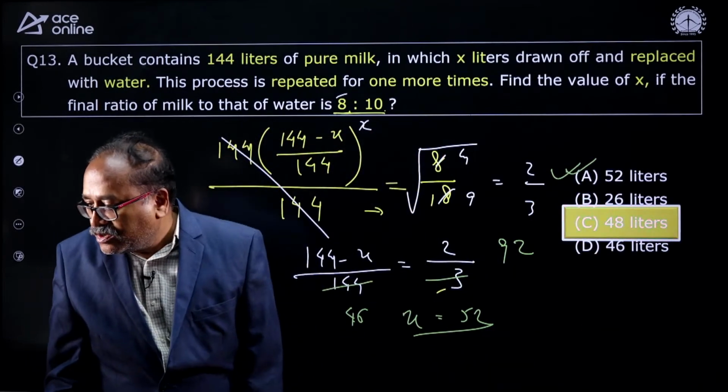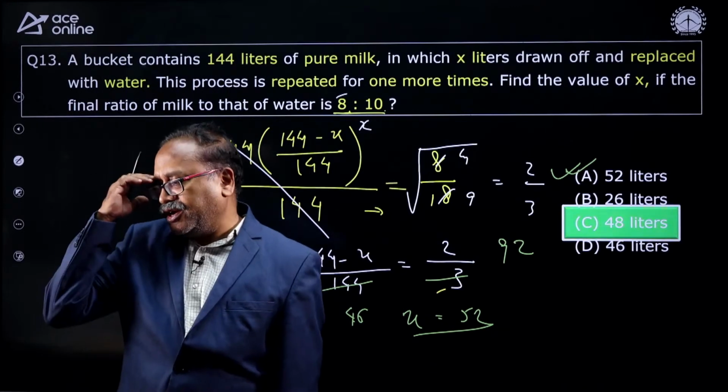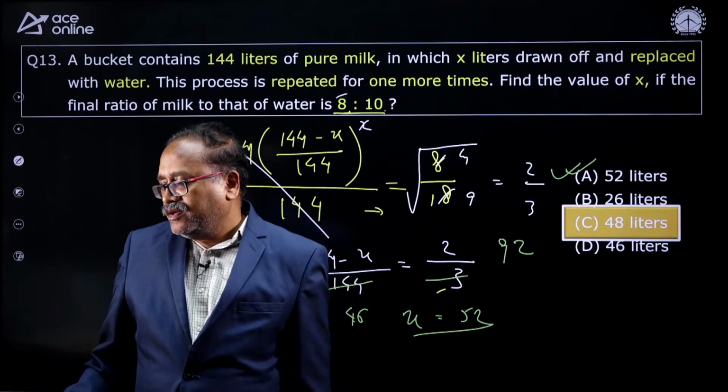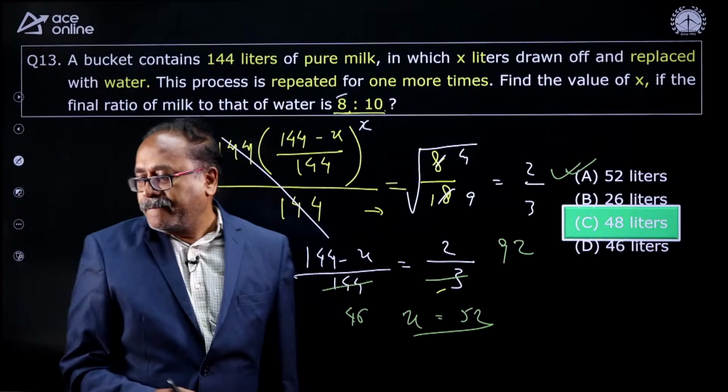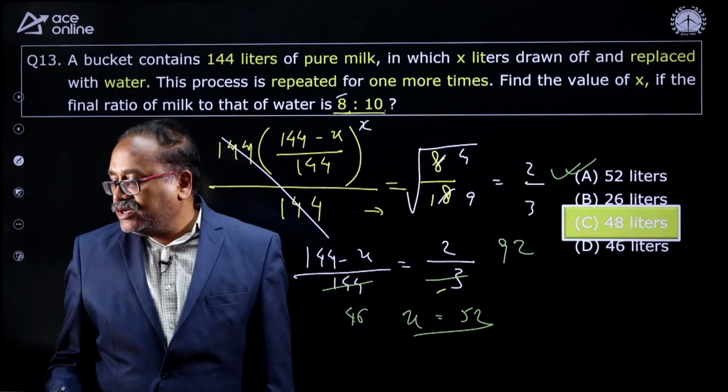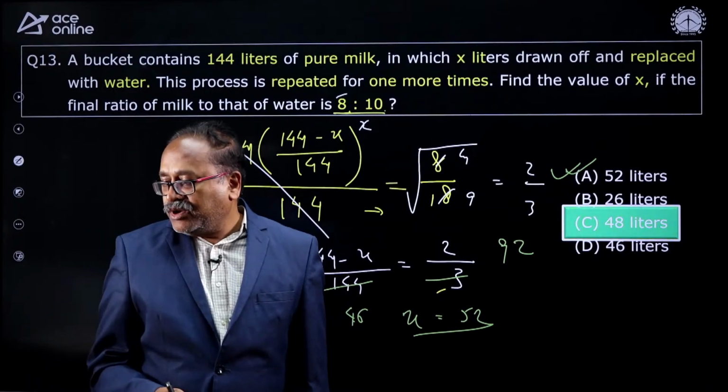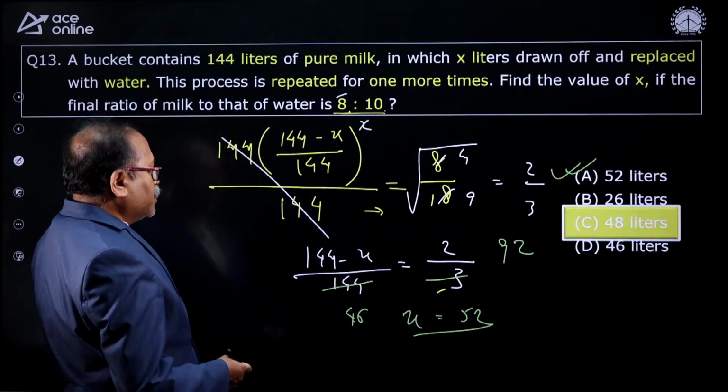I made a mistake here. Sai is saying 48. Where did I make the mistake? Aman, can you tell me, sir, where the mistake is happening?